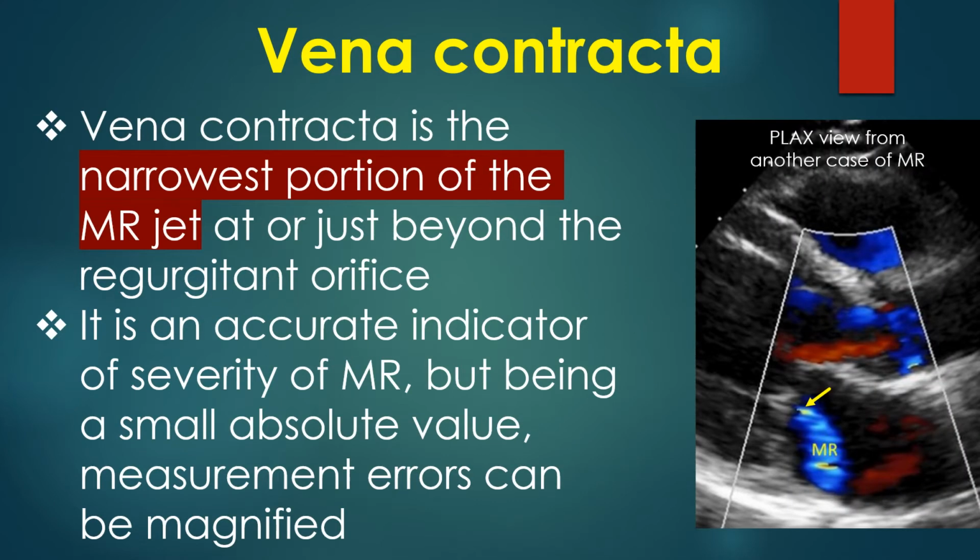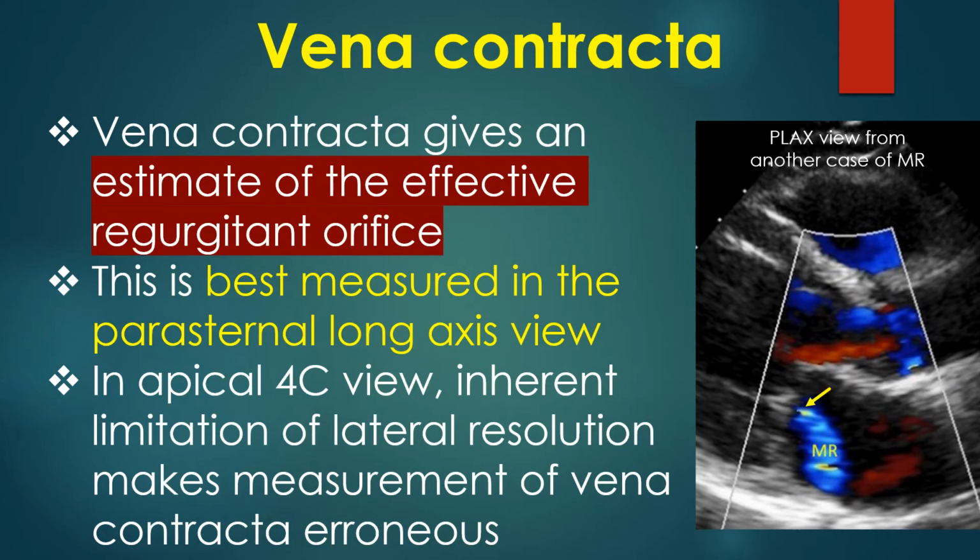Vena contracta is the narrowest portion of the MR jet at or just beyond the regurgitant orifice. It is an accurate indicator of severity of MR, but being a small absolute value, measurement errors can be magnified. Vena contracta gives an estimate of the effective regurgitant orifice. This is best measured in the parasternal long axis view.